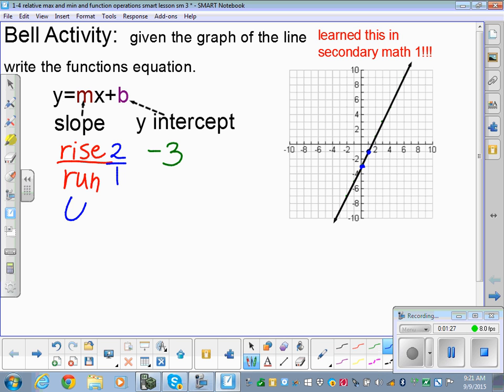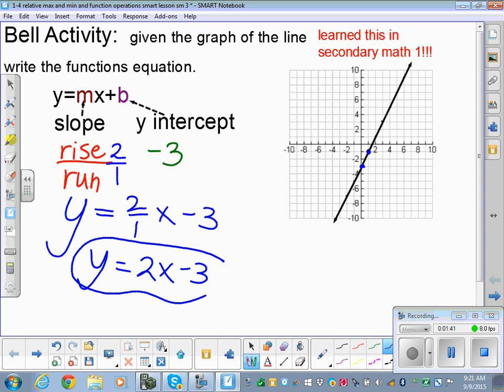So our equation will be y is equal to 2 over 1 x minus 3. Now, guys, what's anything divided by 1? Itself. So we have y is equal to 2x minus 3. Okay, questions on how to do rise over run or anything like that? We're going to use this today again. So that's why I chose this. Does that make sense to everybody? Okay, awesome. Okay, we're all good.